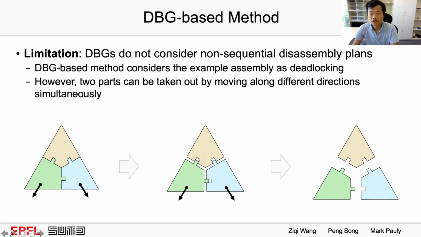The limitation of the DBG-based method is that DBGs do not consider non-sequential disassembly plans. Taking this as an example, this method considers it as a deadlock. However, the green and cyan parts actually can be taken out by moving along different directions simultaneously.